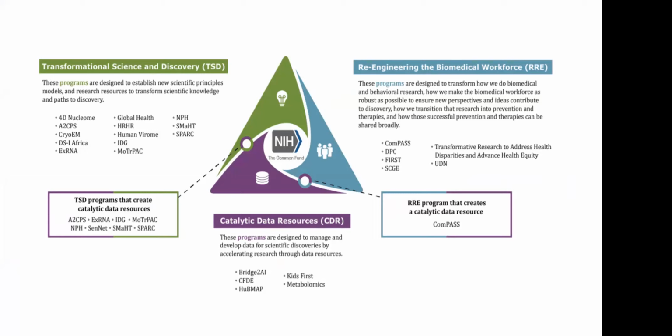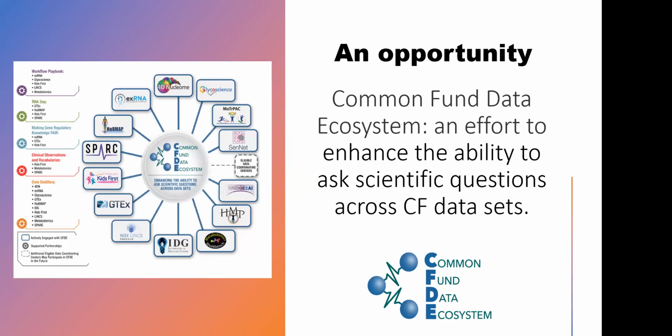So the reason this is really exciting is because about 5 years ago, inside the Common Fund, they wanted to find mechanisms to raise awareness about the Common Fund resources. So they took 14 or so of the resources and they decided to develop a consortium within it called the Common Fund Data Ecosystem. And their goal was strictly to enhance the ability to ask scientific questions across these data sets. So they did this by funding partnerships. So saying, if you want to work with 4DN, which is one of the resources, and if the resources themselves want to find ways to work together, they can create partnerships. And the Common Fund was funding these partnerships.